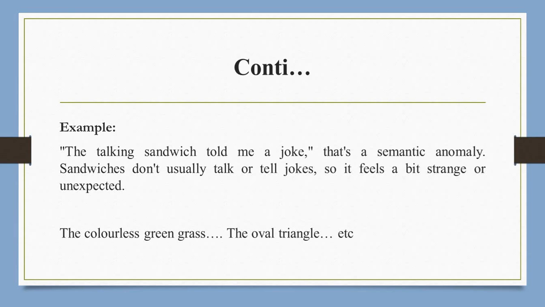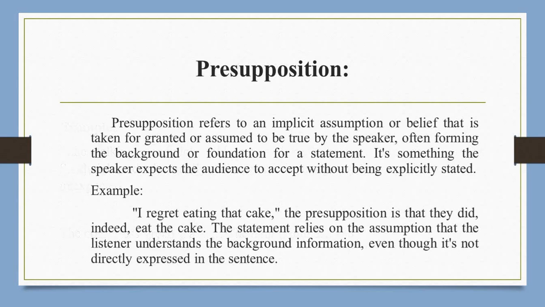Whereas ambiguity refers to being ambiguous. Ambiguous means it can mean this or that. It does not mean that it's nonsense. It means that it can carry multiple meanings. So remember, anomaly versus ambiguity. Let's move forward.